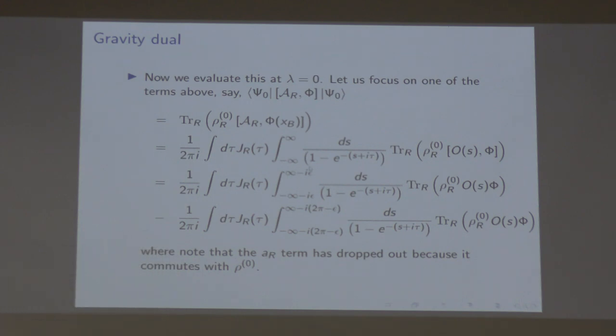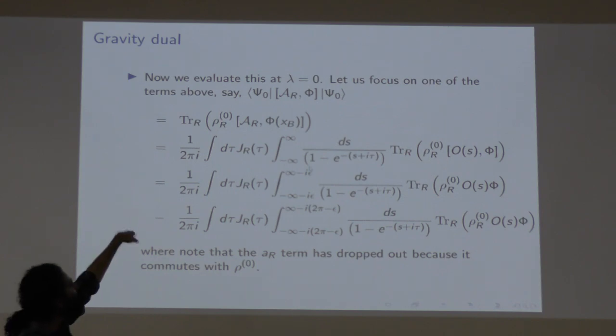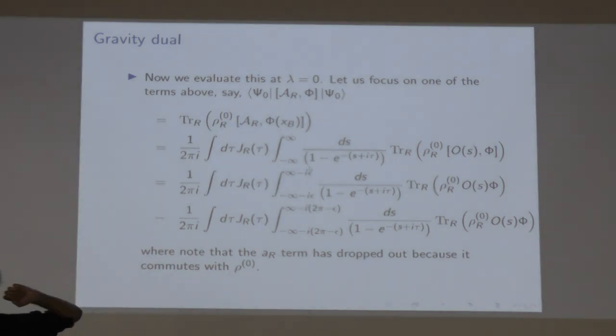Good. Very good. So let's focus on one of these terms. Because I'm taking phi to be on the right side, and then taking the limit as it approaches, I can rewrite this expectation value in terms of the trace with respect to the right reduced density matrix. Now I plug in my explicit expression for the modular Berry connection. It had two parts: a part with the S integral, and a diagonal part.